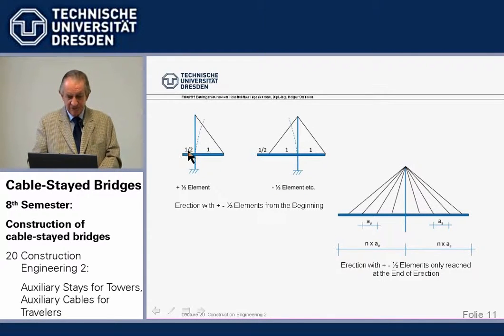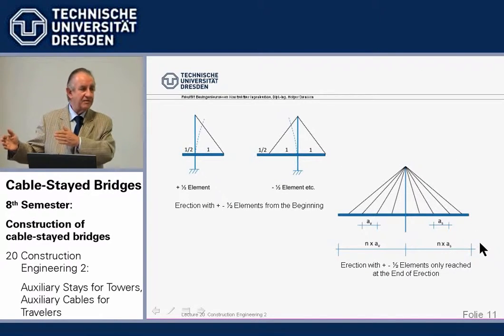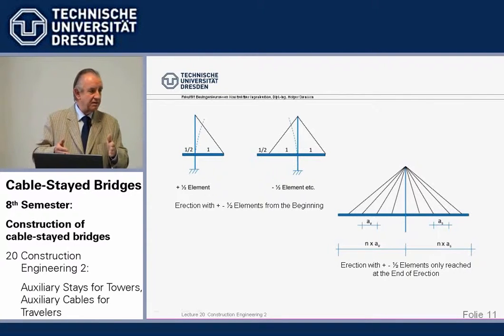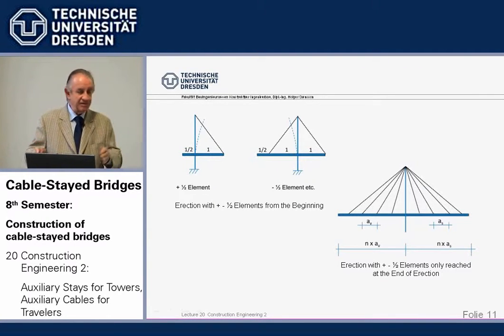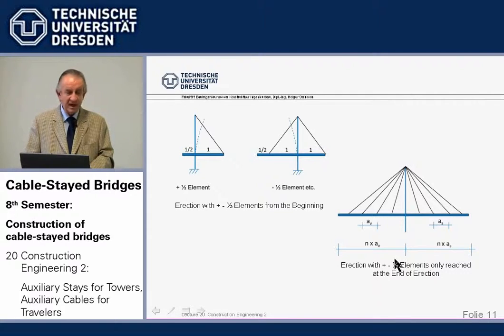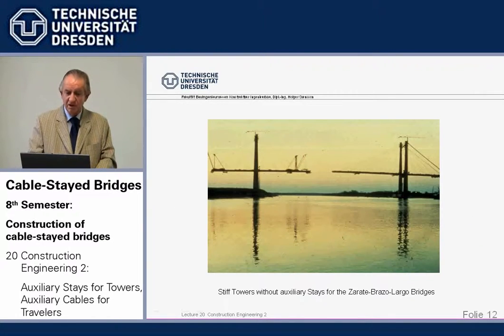We start here with a half and here with a 1, and then we add here and there, and then we always have only 1/2 element eccentric. So we halve the moments about the tower, and life is much easier, and we may get away without auxiliary stays for the tower at all. You can also refine it. It's in the lecture, going stepwise and all sorts of things.